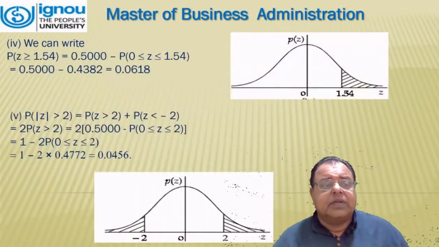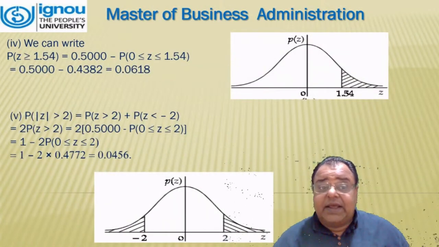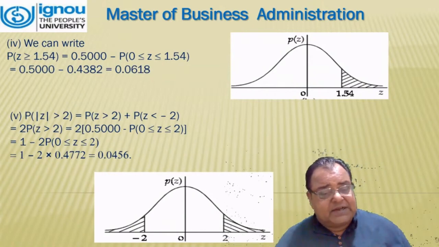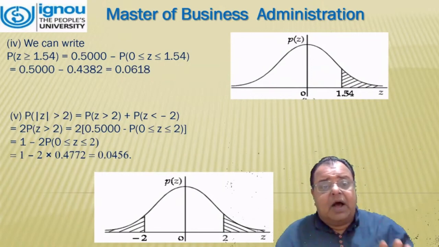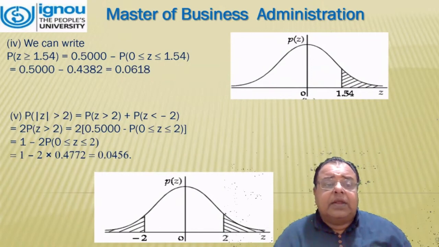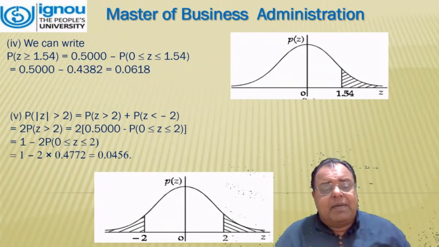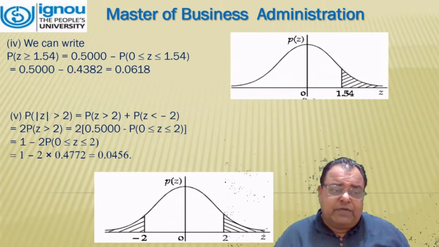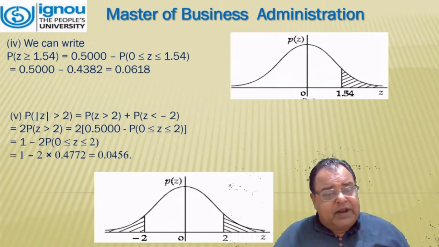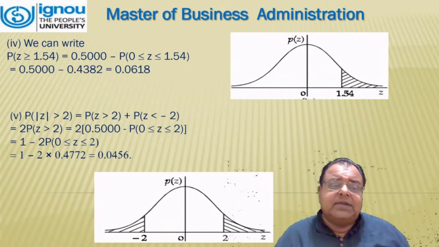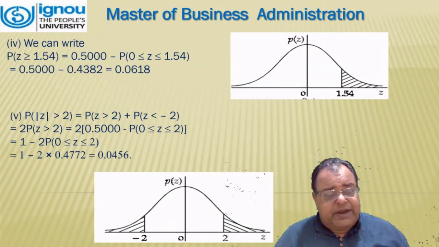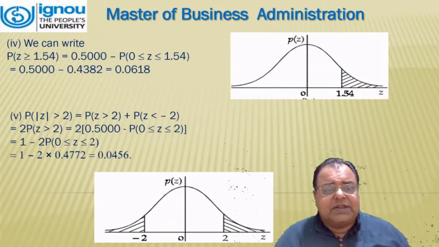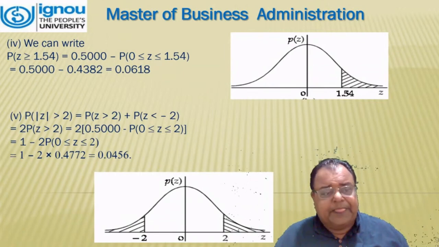Fourth one, probability Z greater than 1.54. That means from 1.54 on the right hand side. That is how it will be converted: 0.5 minus probability 0 ≤ z ≤ 1.54. Referring to the table, for the value of 1.54, we get 0.4382. After subtracting this value from 0.5, we get 0.0618.